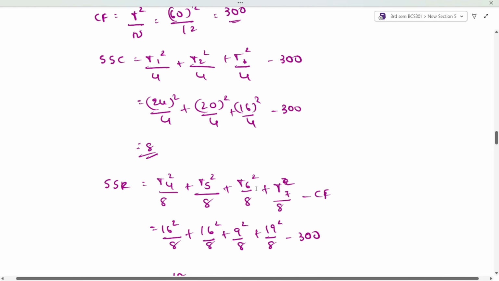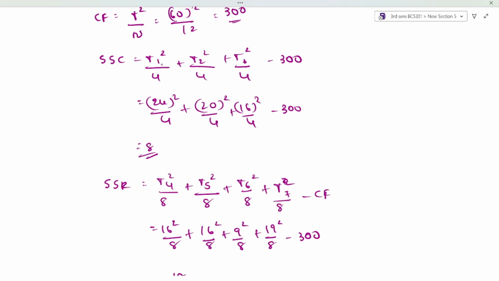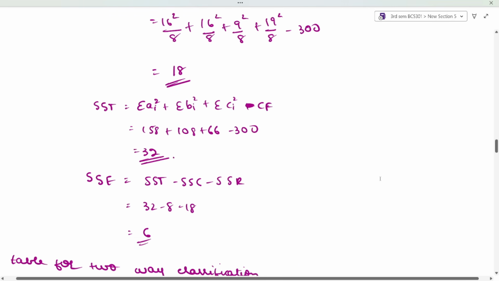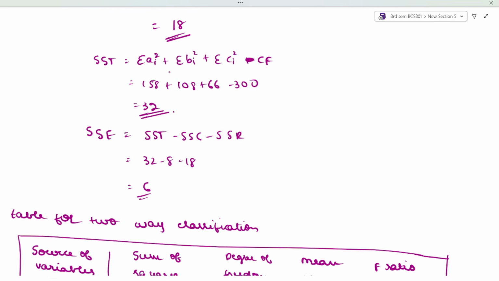300. Now SSC you have to find out, that is T1, T2, that is for column, right? Column are 3, row are 5, and row are 4 here, sorry. Okay, now you are getting the value and you will add that, and you will again find out the value of SSR. Okay, that is for row, you will get the value. SST you will find out as summation of AI square, BI square, CI square minus correction factor. You will get it as 32.